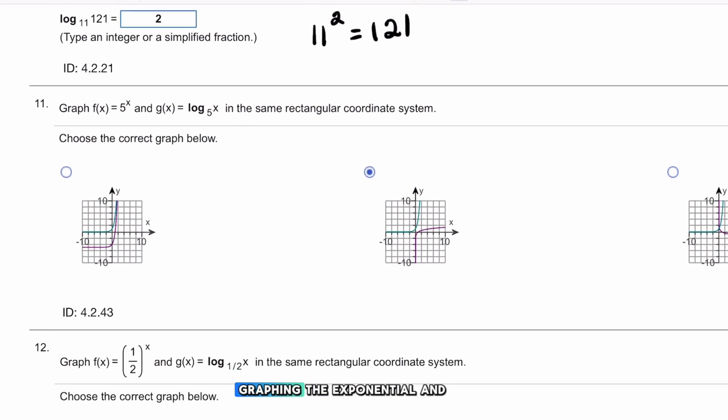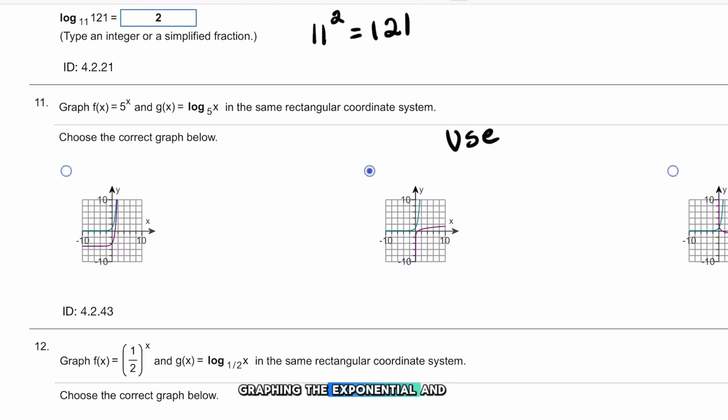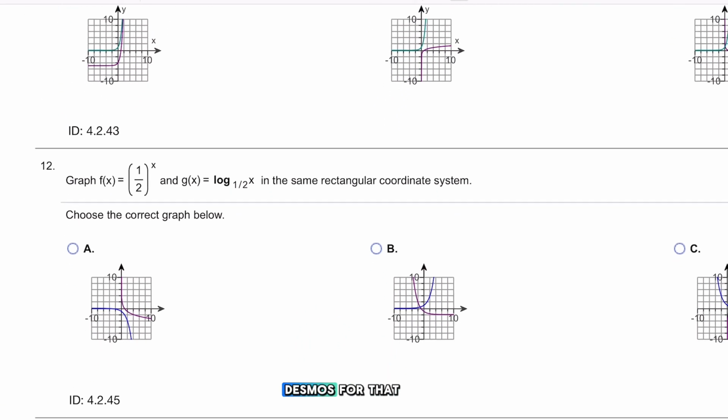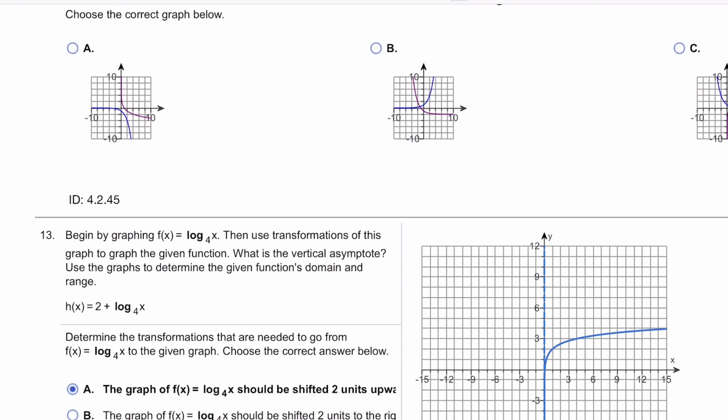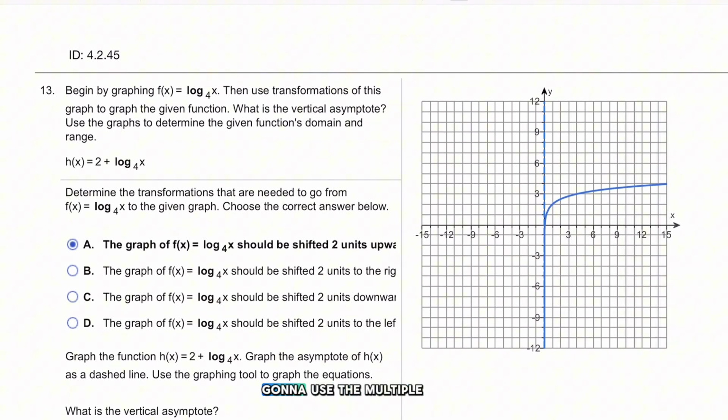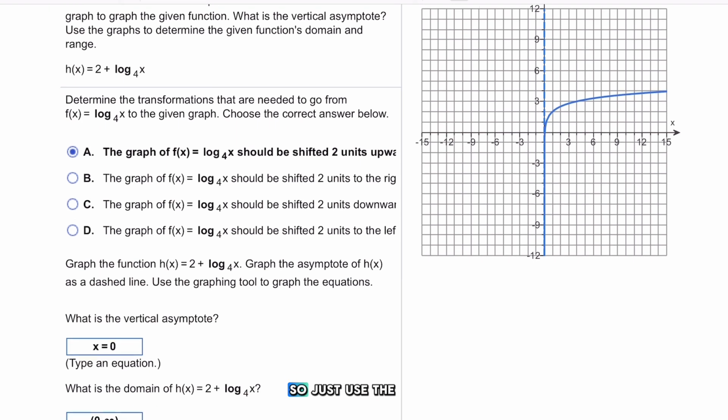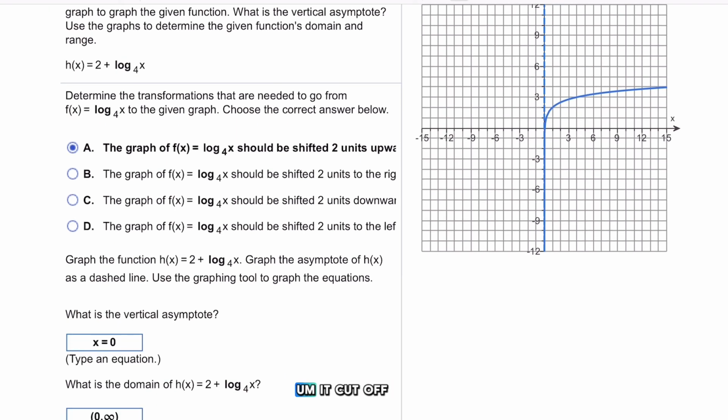And then you're just graphing the exponential and then the logarithm, which is the inverse. So you just use Desmos for that. You use Desmos for the next one. Again, the same thing. And you can kind of tell based on your experience with exponential and logarithmic graphs. And then you're just going to use the multiple choice here. So just use the example. It cut off a little bit where it says how it shifted, but it shifted up by 2.